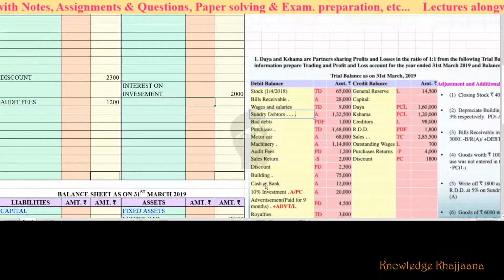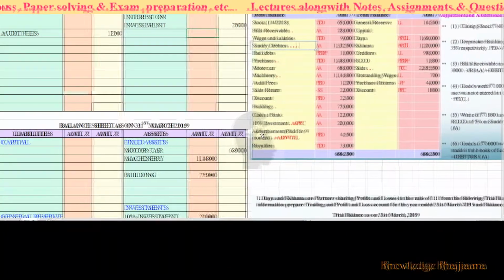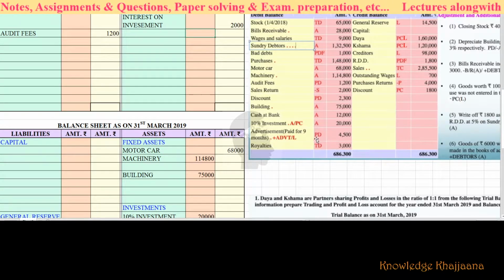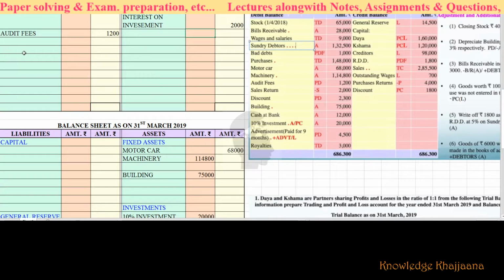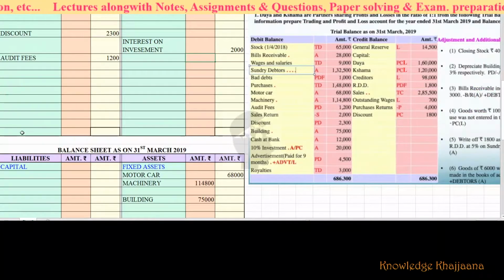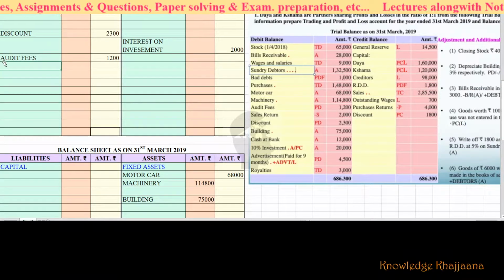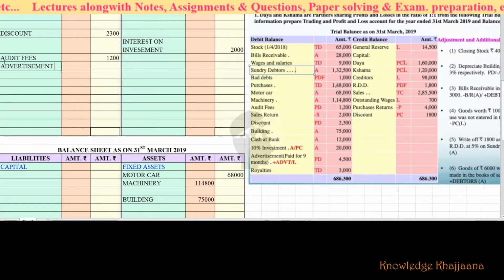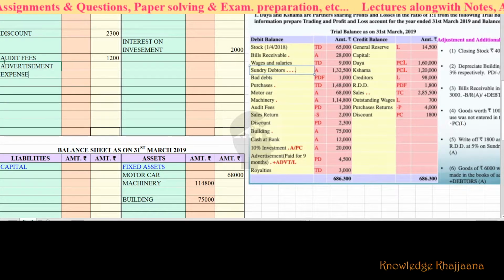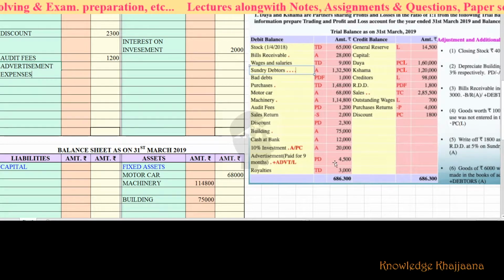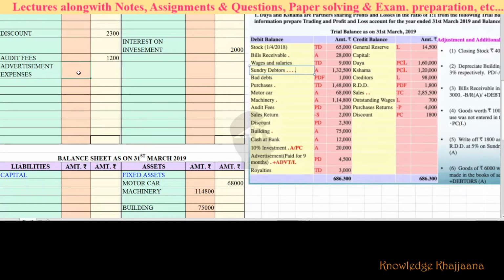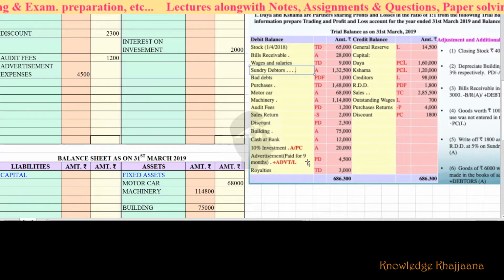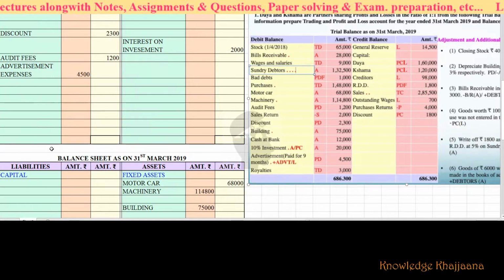Okay, then advertisement expenses paid for 9 months. First of all, it is an expense, so we have to write it to the profit and loss account debit side. Profit and loss account debit side we have to write advertisement expenses. How much are our advertisement expenses for 9 months? 4,500. See, there is an adjustment because 3 months advertisement expenses we have to pay. Okay, so we'll calculate the advertisement expenses for 3 months.